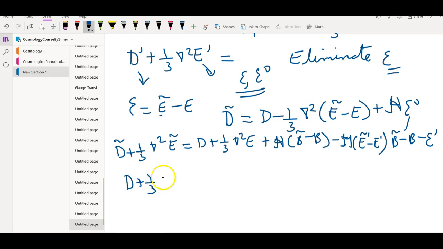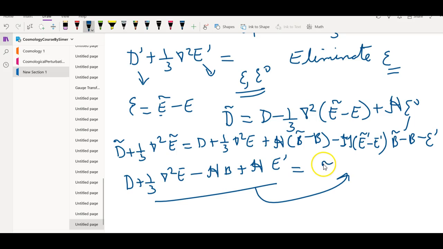d plus 1 by 3 del square e minus hb plus h e prime is equal to the same terms on the right hand side but with tilde. So you see that this term is gauge invariant. Whatever we have on the left hand side, the same thing is on the right hand side but with the tilde sign. So this term on the left hand side is gauge invariant.